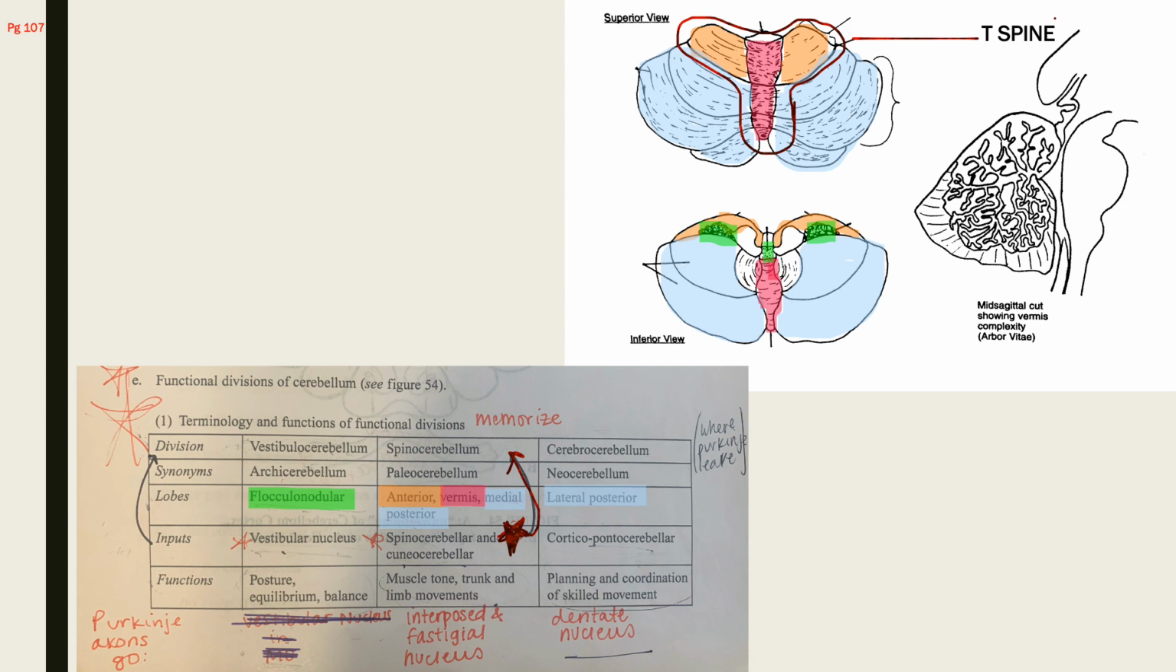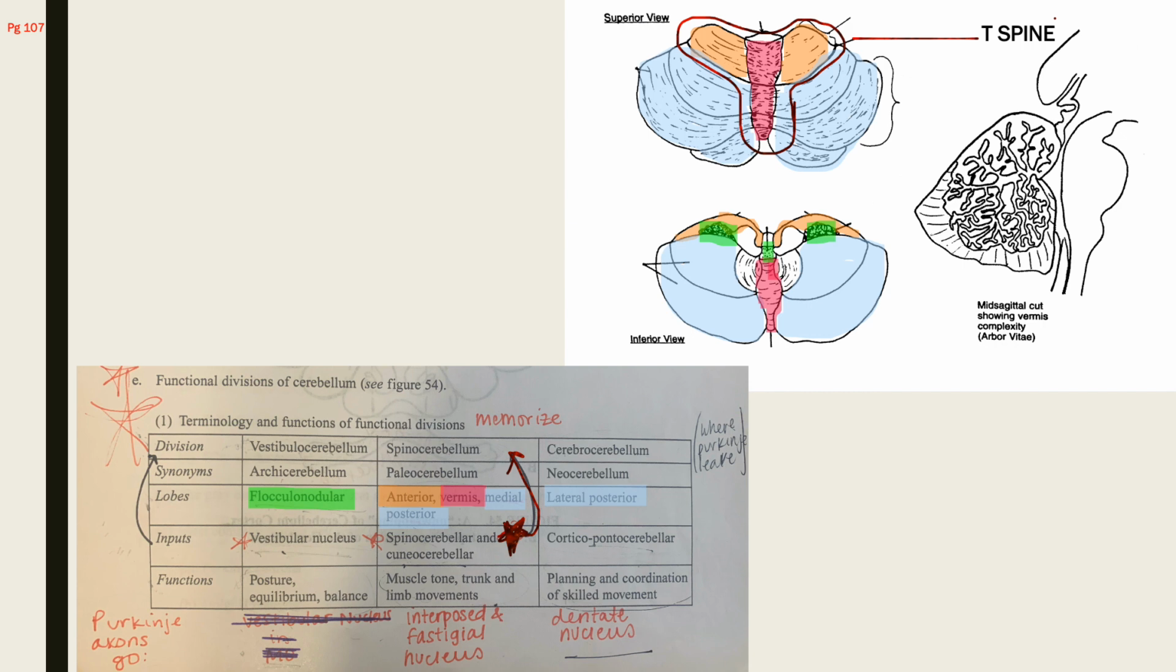And then we have a flocculonodular lobe. The nodule is only on the inferior view. You can see it, it's in the middle. And then the two flocculus, or I don't know if they would be called flocculi for plural, are going to be the two lateral structures. So together it's called the flocculonodular lobe.